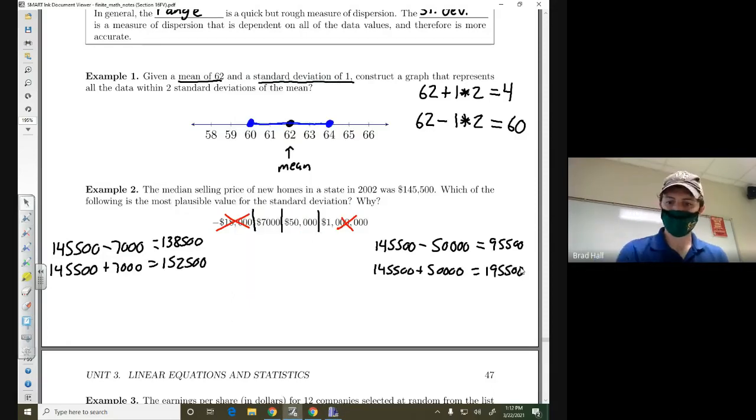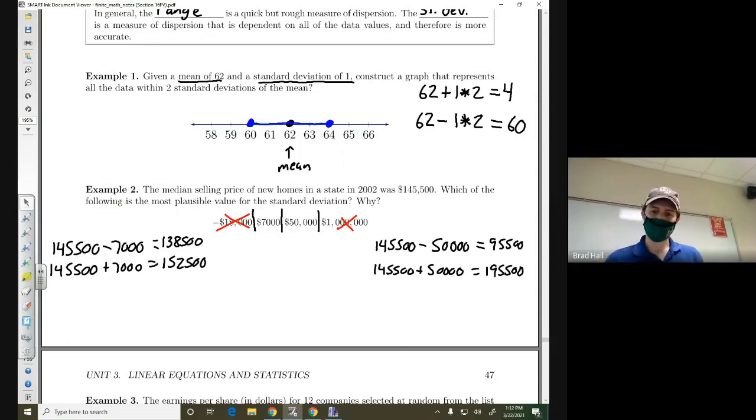$95,500. Okay, so with these spreads, a standard deviation of 7,000 means that we can generally expect homes to be around 138 to 152,000. Now, on the other hand, a standard deviation of 50,000 tells us we can expect homes to be anywhere from 95,000 to 195,000. Which one seems more typical? This is in a state.